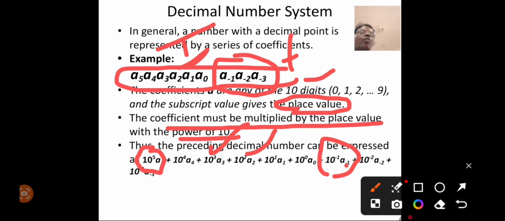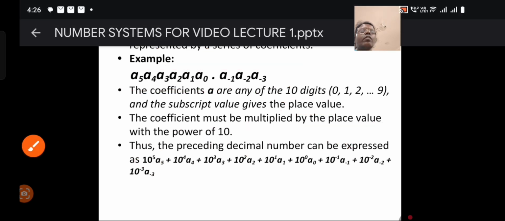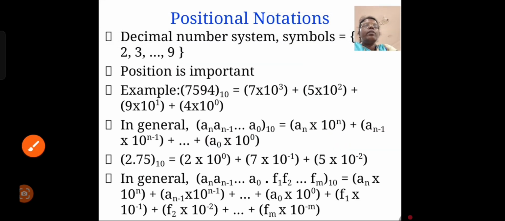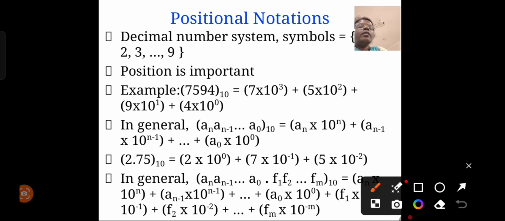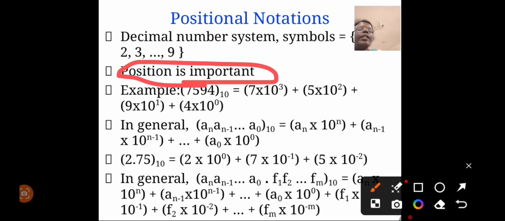This is how we can represent the decimal number. Okay, so the example we can have here is positional notation. A decimal number has 10 symbols, 0 to 9. The position is very important for representing the weightage of each digit position.